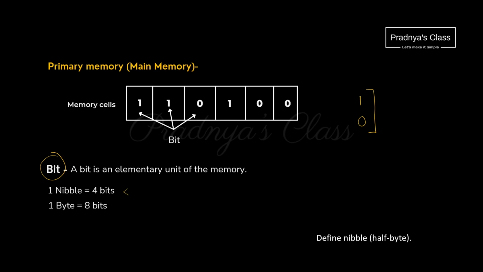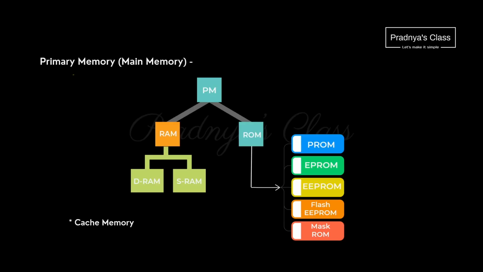There is one more unit of memory. It is called a nibble. It is equal to 4 bits, or we can say half a byte, because 1 byte is nothing but 8 bits. Let's move ahead and check out the types of main memory.